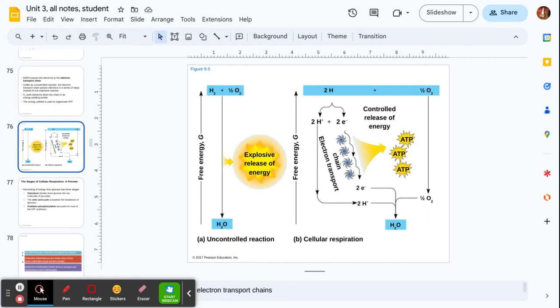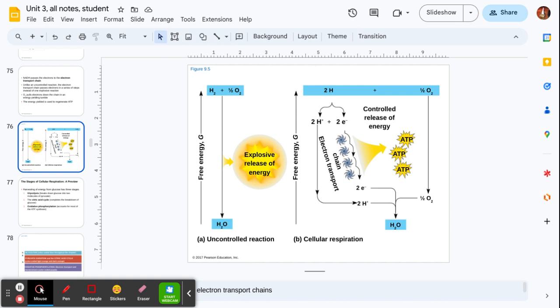Talk a little bit more about this whole electron transport thing. These electrons have a lot of energy, and in moving them from one location to another, a little bit of energy gets liberated every time that happens.